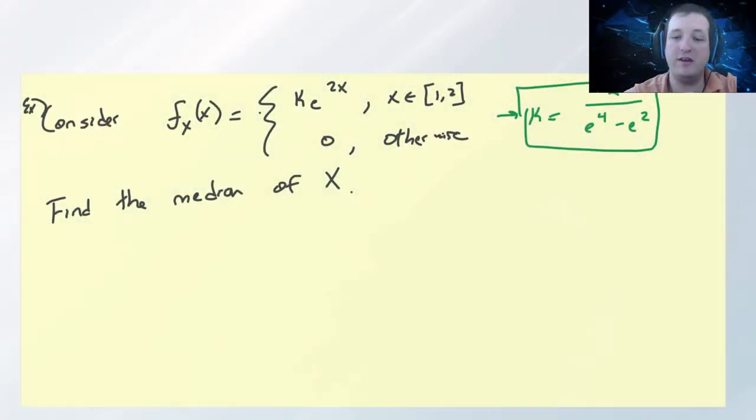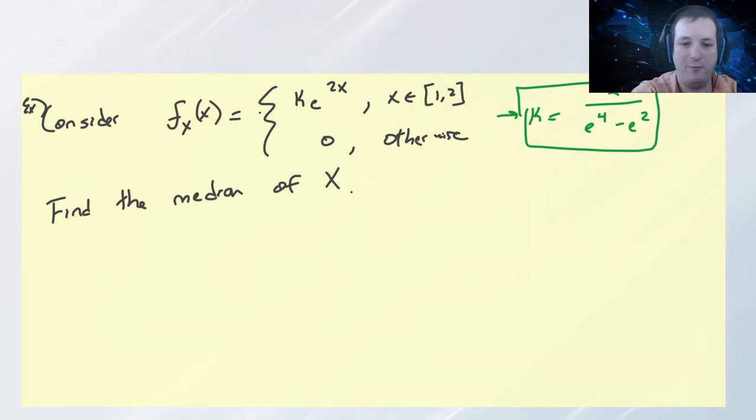All right, so let us consider the same exact probability density function that we had before. In particular, k e to the 2x on [1, 2] and 0 otherwise. We already found and verified that the value of k equal to 2 over e to the fourth minus e squared will make this function f a probability density function on the random variable x. Now let us see if we can find the median of that particular random variable.